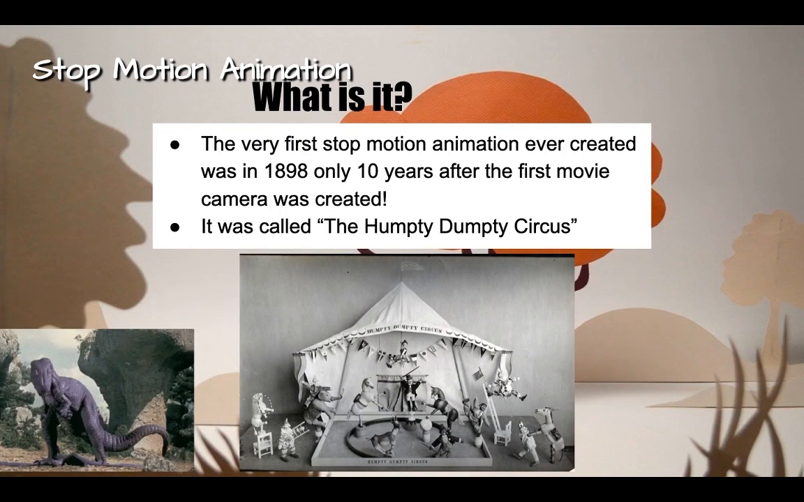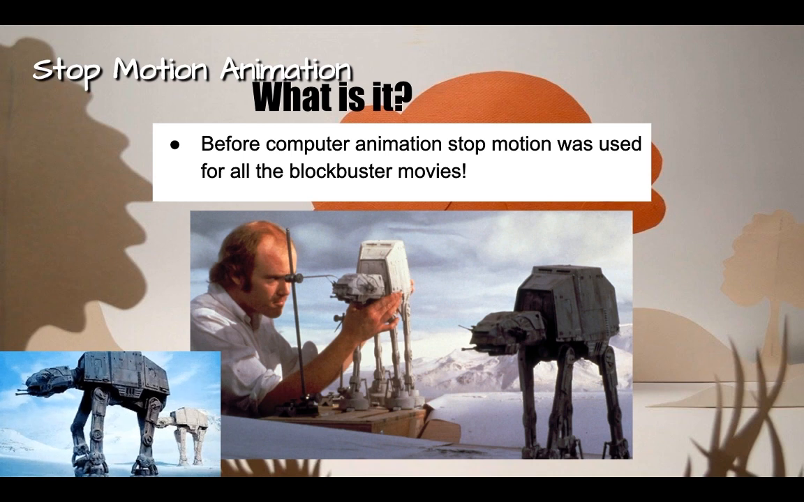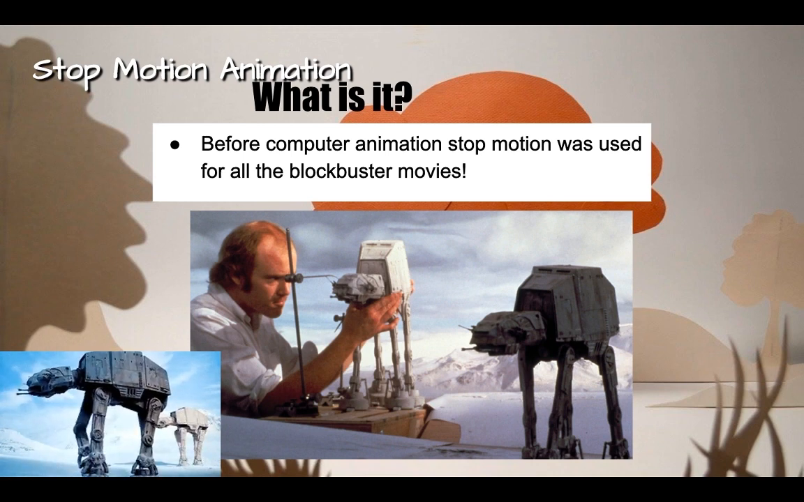The very first stop motion animation ever created was in 1898, only 10 years after the first movie camera was even invented. It was called the Humpty Dumpty Circus. Before computer animation, like you see in almost every movie nowadays, stop motion animation was used in almost every blockbuster movie.